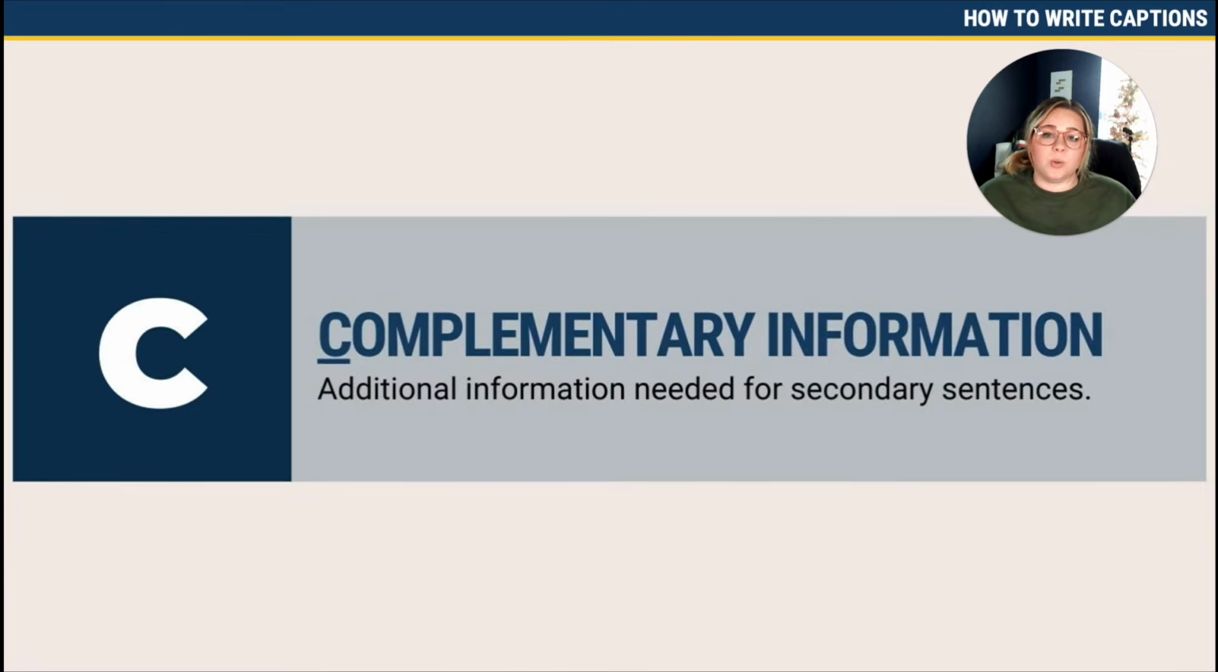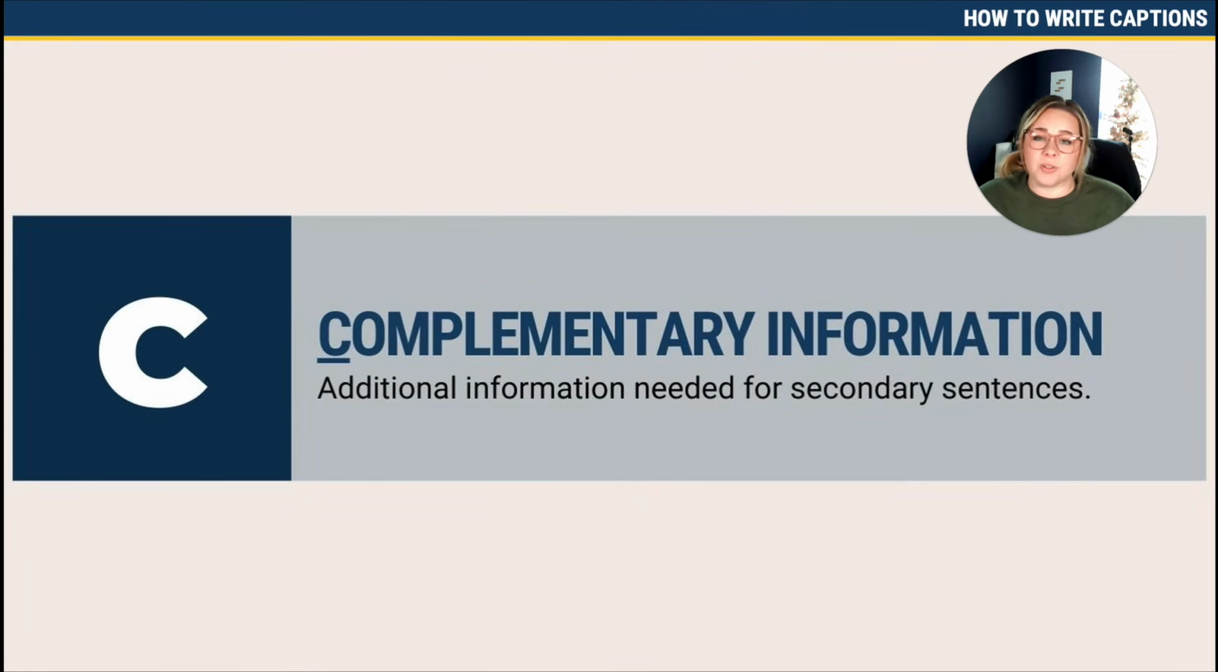Then we move on to complementary information. So this is that additional section. So this might be the background information. This might be additional details you can't tell from looking at the photo. Something that the reader would know unless they were at the event. Something that the school community knows, but the world doesn't. That sort of stuff would all be under complementary information.